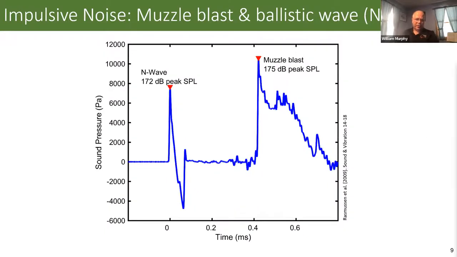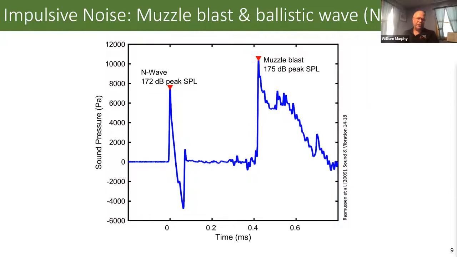In impulse noise, this is a characteristic of a gunshot. There are two features that show up here. One is the sound of the bullet as it passes by the microphone. That's the first portion there, what's called an N wave or a ballistic shock wave. And then the blast, the expansion of the gases that are combusted that push the bullet out of the barrel and out the muzzle. That's the second portion that we see.